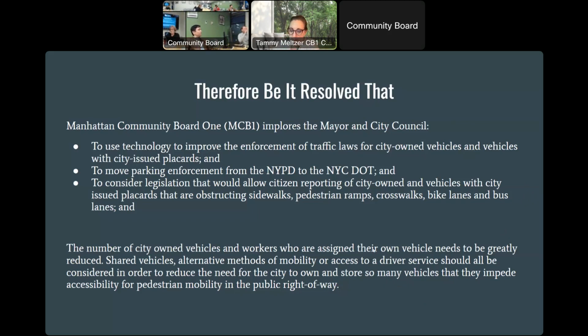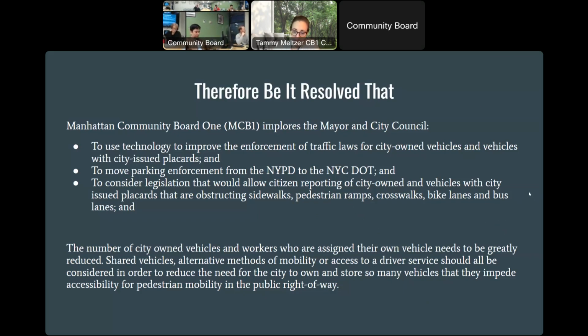Also, I did put in the chat that the traffic agents seem to be represented by the Communications Workers of America. That's their union. This was a quick lookup I did. Okay. Thank you.